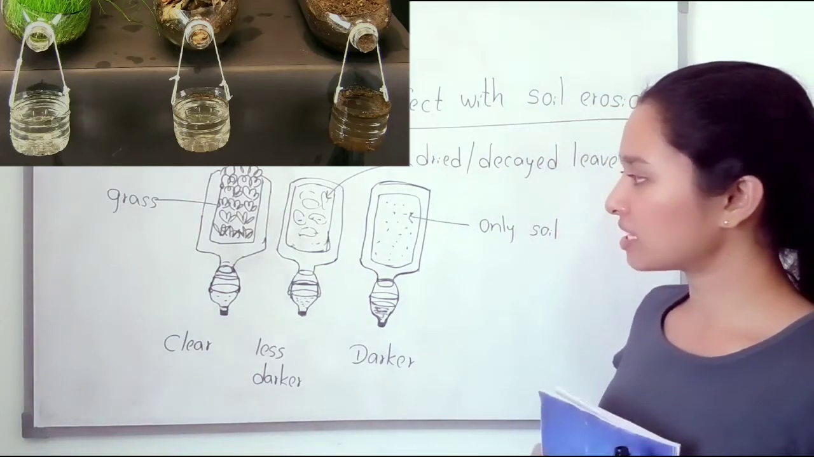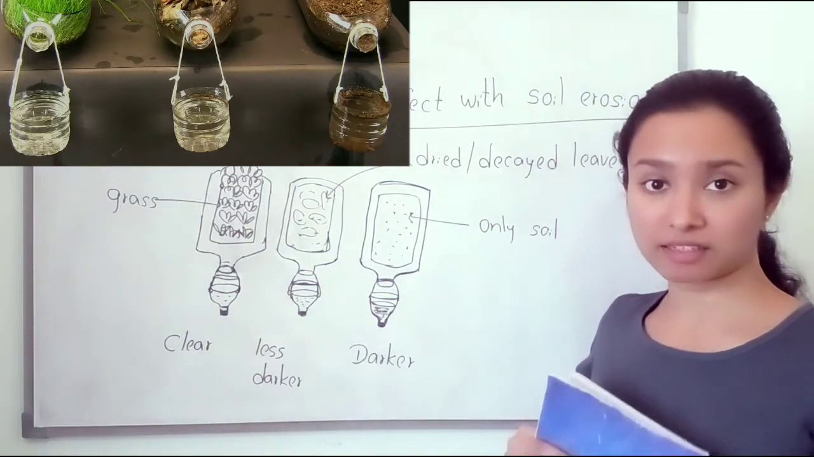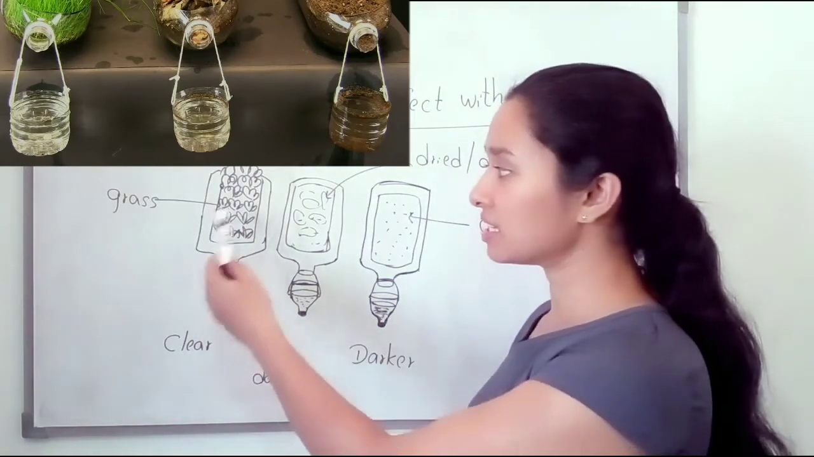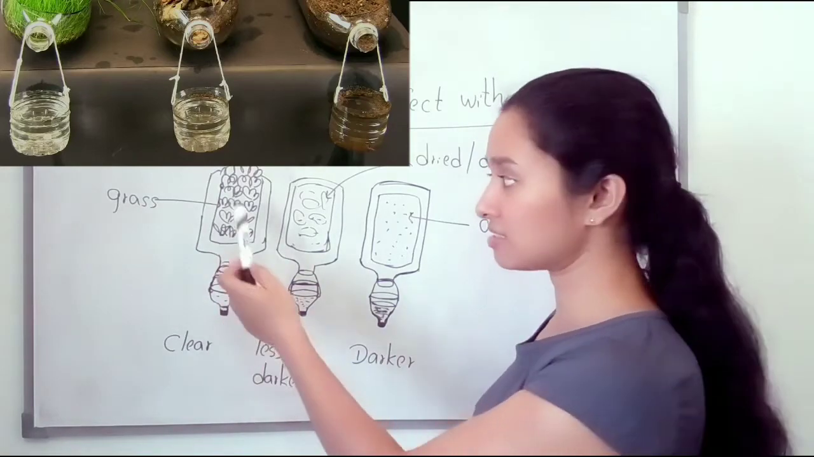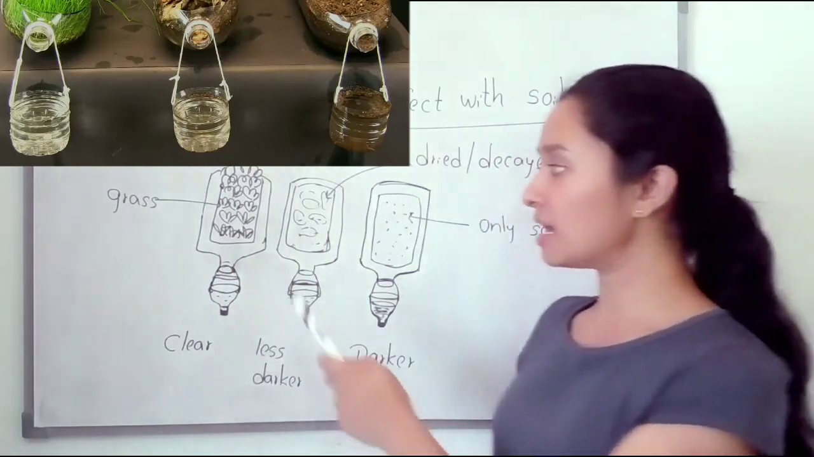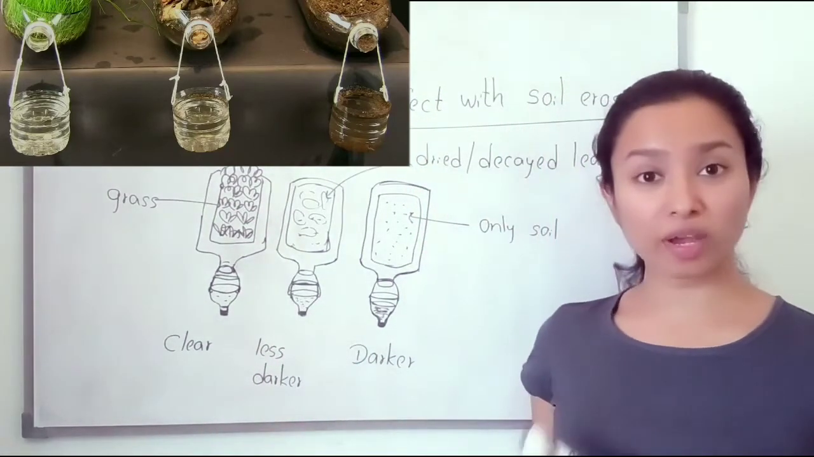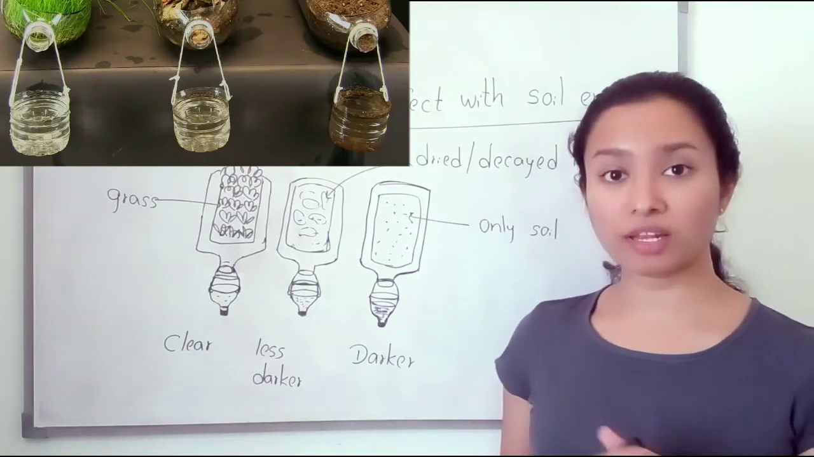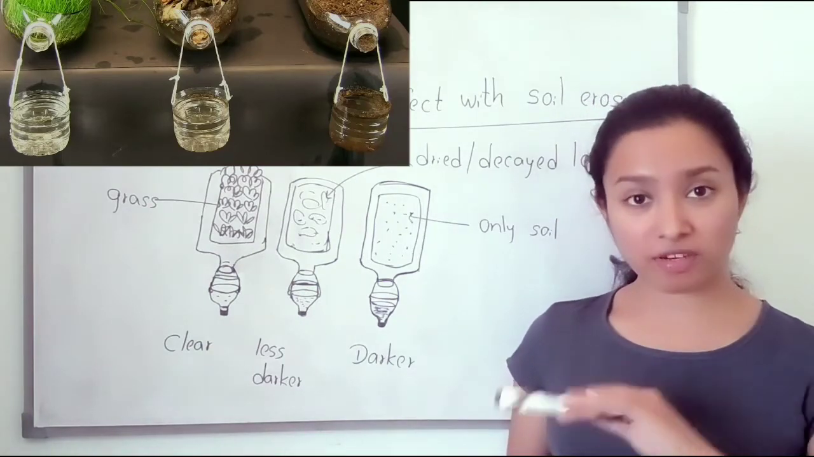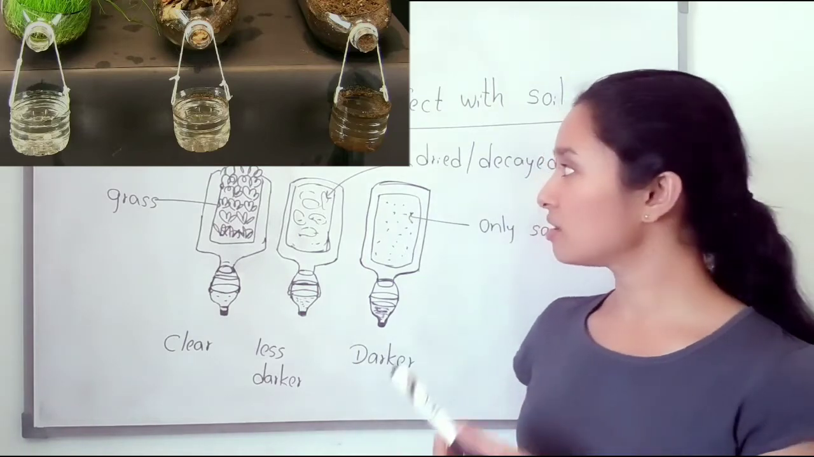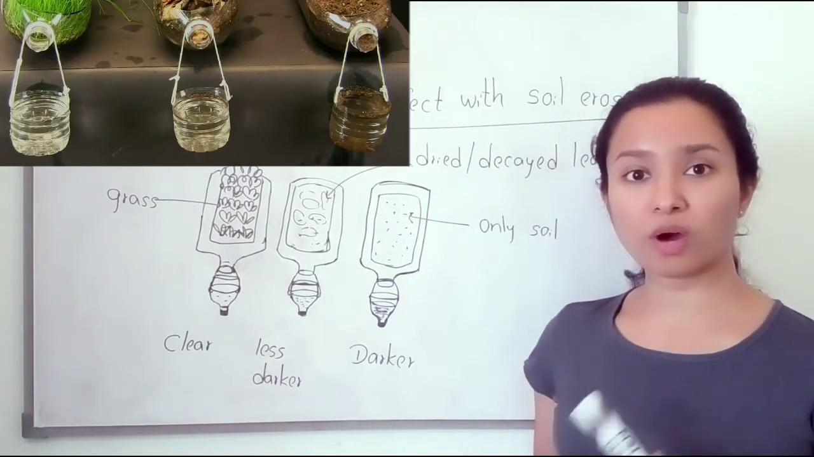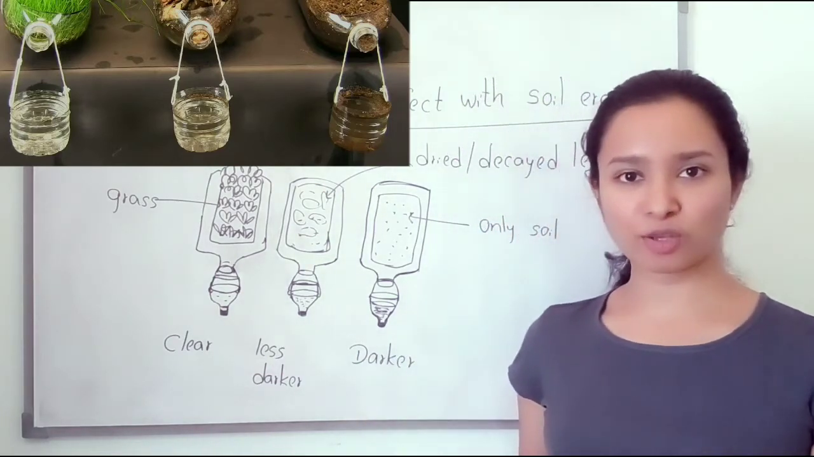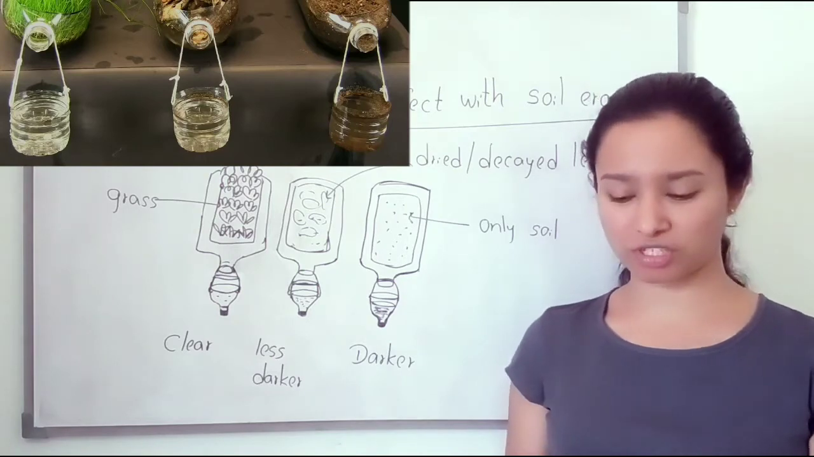So what can we conclude from this practical? We can realize that when there is a cover on the soil, here grass is a cover for the soil, soil erosion will be less. To minimize soil erosion, we have to cover our soil with grasses or dried leaves or decayed leaves or other things. Then we can protect the soil and minimize the soil erosion.